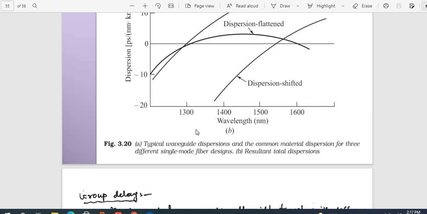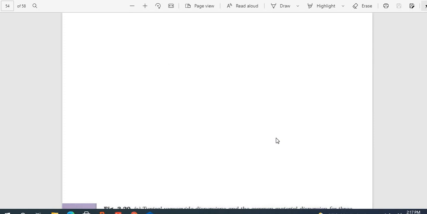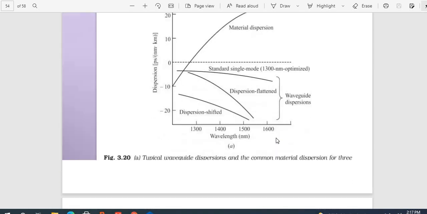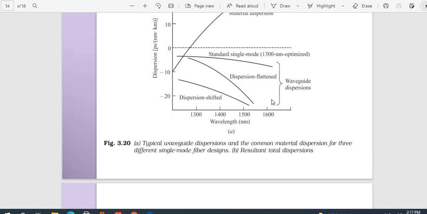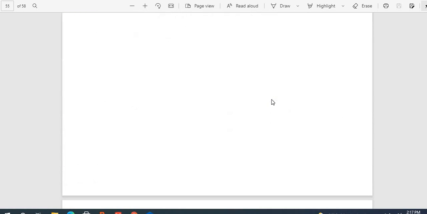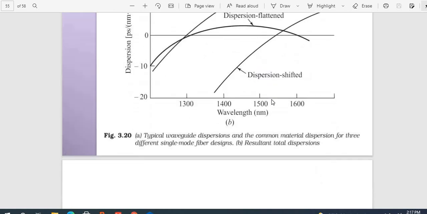So this is what we actually obtain. We combine all, and we get the resultant. This is the B graph. It is for the resultant total dispersion. What is the A graph? This is the A graph. This is A1, where we can find three different materials. We take them separately: standard, material, and waveguide dispersion. Here, we considered the combination of all three, and we obtain the graph in this way. This is the way we can represent that particular graph.